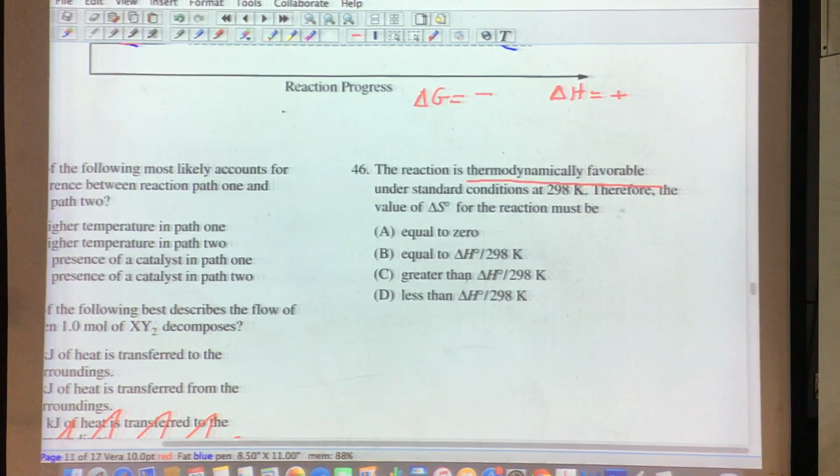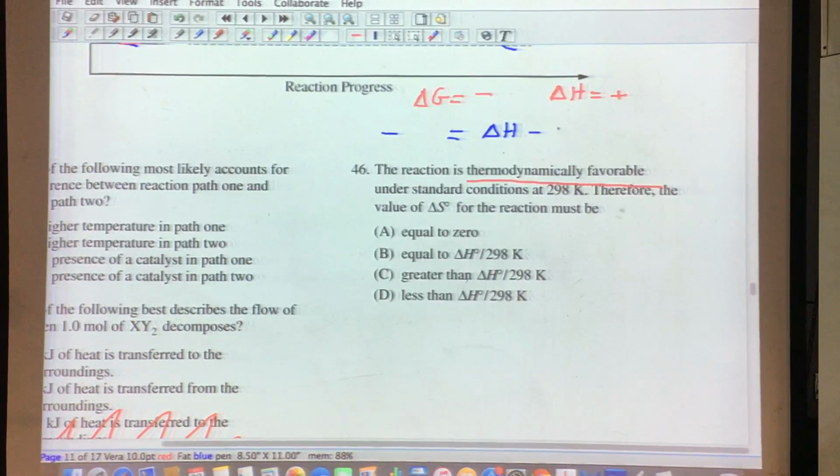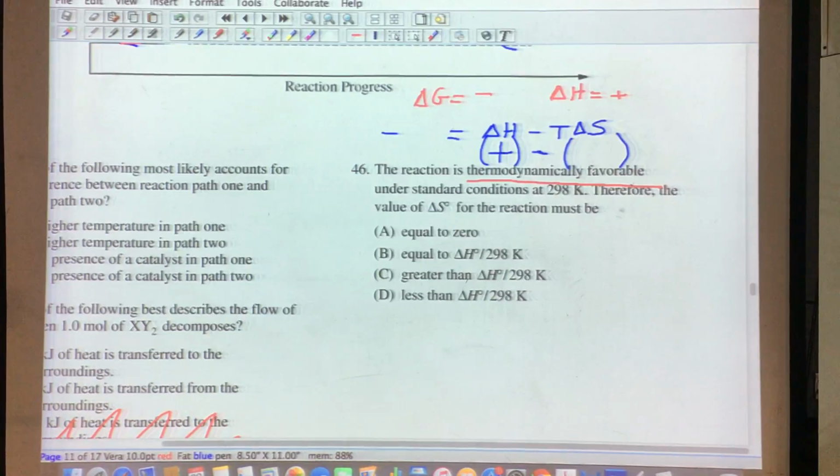Now you probably can see this right away. For me, I've got to do this. Delta G, which has to be negative, is equal to delta H minus T delta S. That's one of the ways delta G is equivalent to delta H. Now, this is definitely positive. Minus what? Well, this better be what? It better be positive.